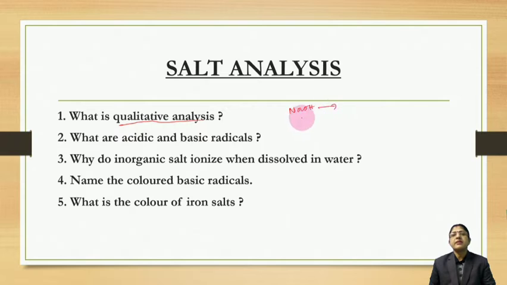NaOH. It is a base because it gives OH minus ions. So NaOH gives Na plus. It carries positive charge, so it comes from a base. That is why it is known as a basic radical. Right? And then HCl. It is an acid. H plus, Cl minus. So the species carrying negative charge, since it is derived from acid, is known as an acidic radical. Clear?